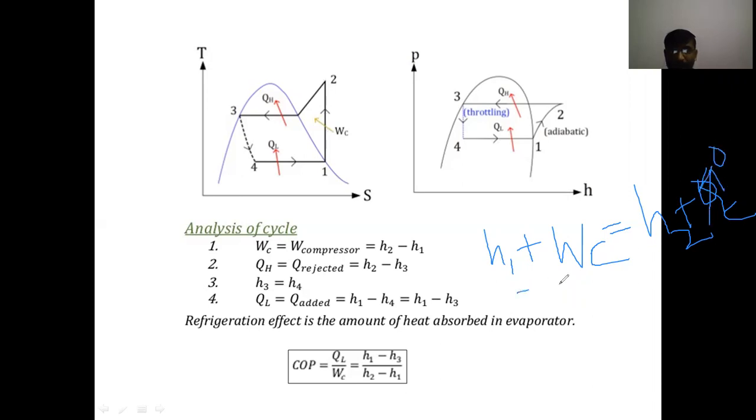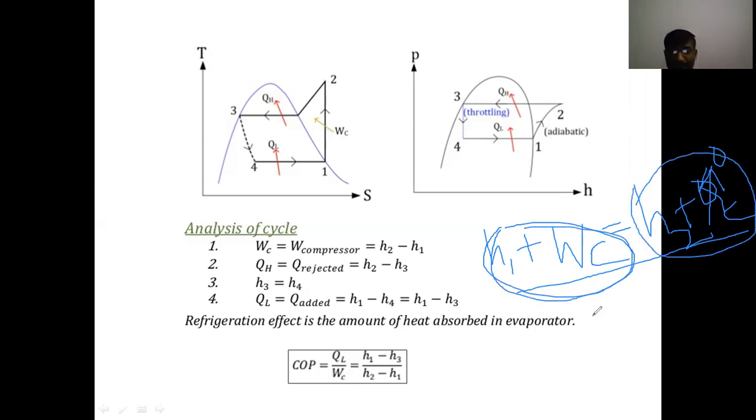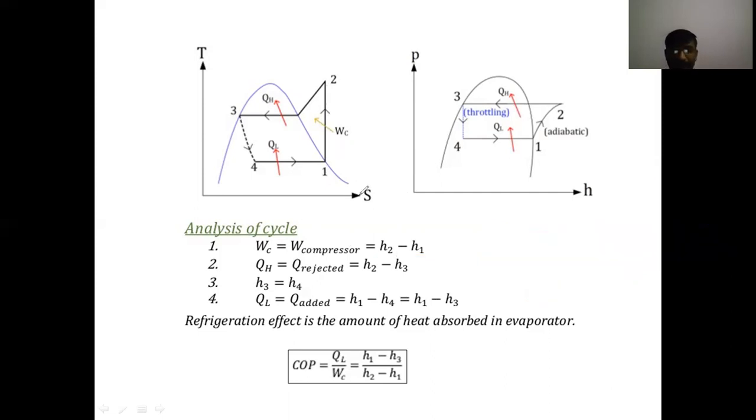Like this, you have to apply the energy balance equation between 1 and 2. Energy remains the same during the process. So the energy before entering the compressor is equal to the energy after leaving the compressor. From this, WC we can write as H2 minus H1, that is in terms of enthalpy difference. To find the WC, H2 minus H1 is the formula.